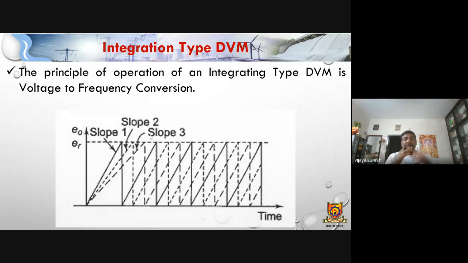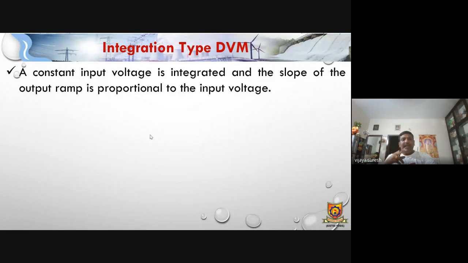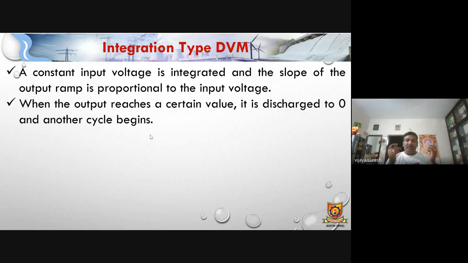Right. Now observe here. Here also the similar concept we discussed earlier: slope 1, slope 2, like that. So different slopes we can use. Reference signal, output signal, like that we can get. A constant input voltage is integrated and the slope of the output ramp is proportional to the input voltage. That's what I said, the constant voltage is given to the integrator circuit.